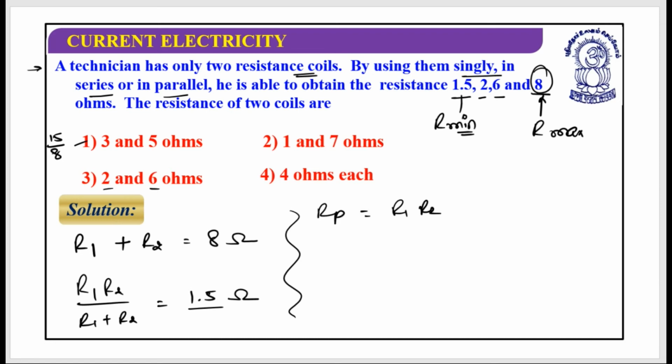It's R1 R2 divided by R1 plus R2. It's 2 into 6, it's 12 divided by 8, which is 6 divided by 4. 6 by 4 can produce 1.5, as well as 2 plus 6 can form 8 ohm. Yes, this is the correct answer.